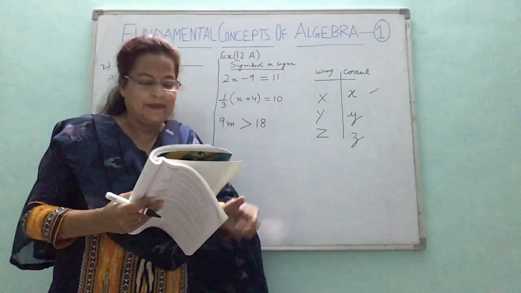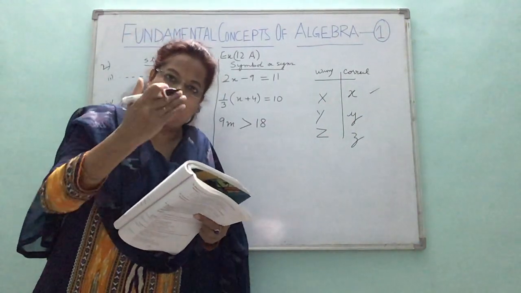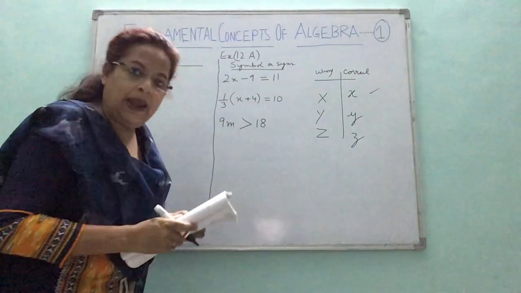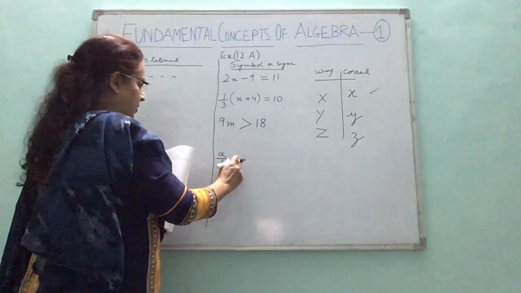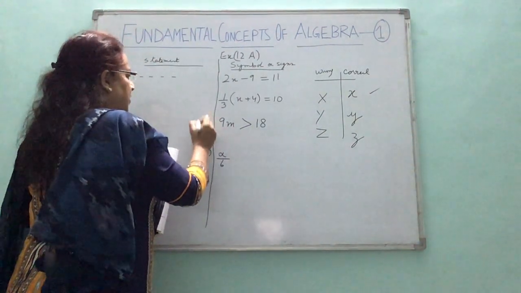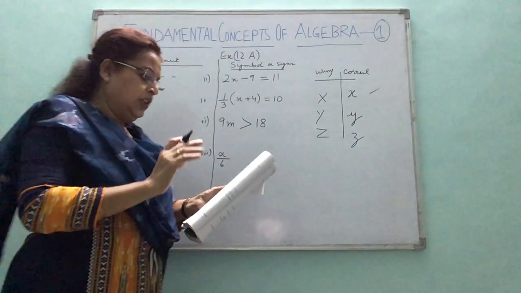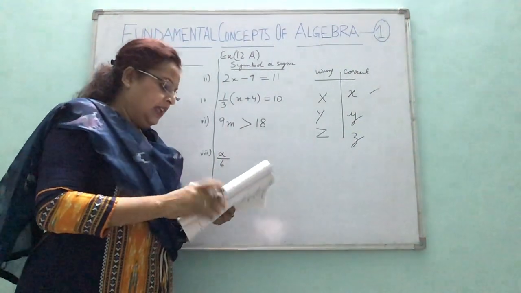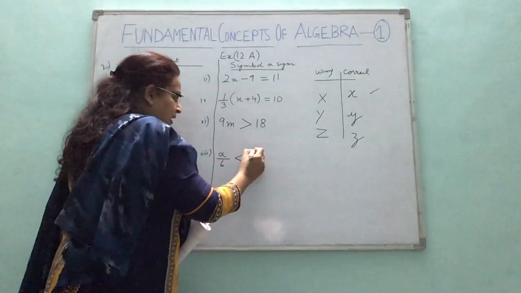And eighth one, the quotient of a by 6. Quotient means division, so that means a by 6. This is the eighth one, children. This is the sixth one. This is the fourth one, and this is the second one. The quotient of a by 6 is less than 1.